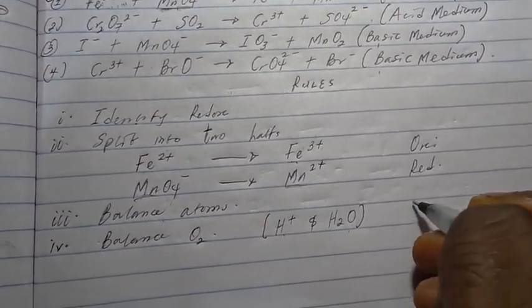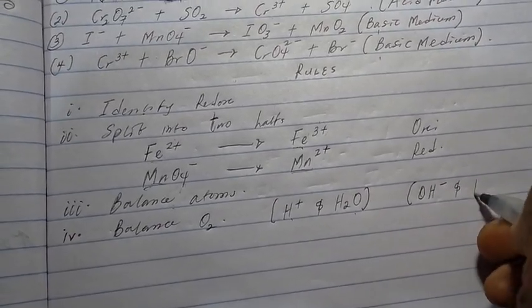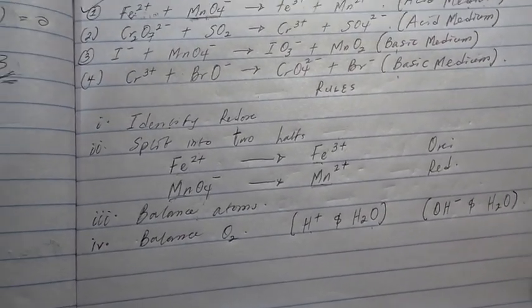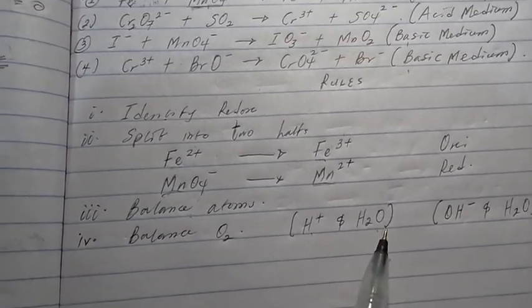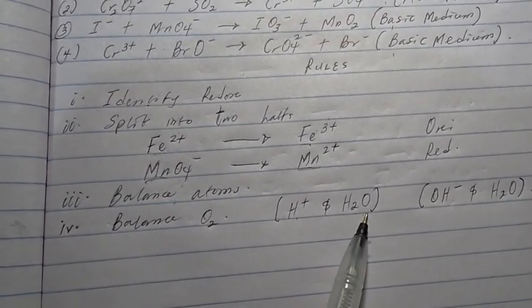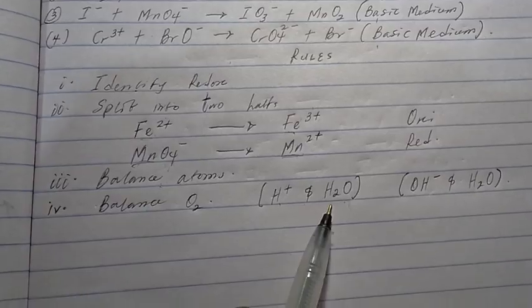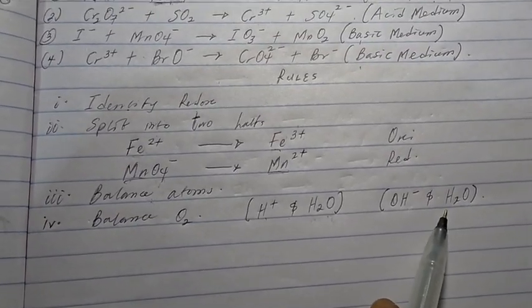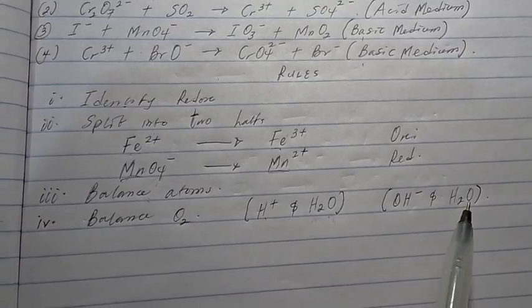And in the other case, if it is basic medium, you will add hydroxyl ion and water. So now note something. When you are balancing in acidic medium, you will always add the water to the side with minimum oxygen. Note that. Add water to the side with minimum oxygen. When you are balancing in alkaline medium or basic medium, you are adding water to the side with maximum oxygen.